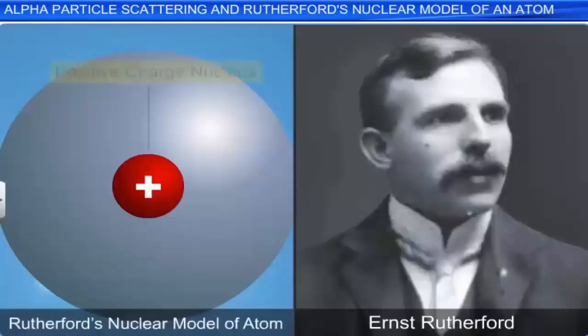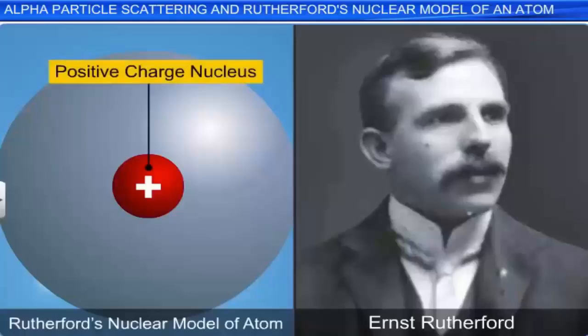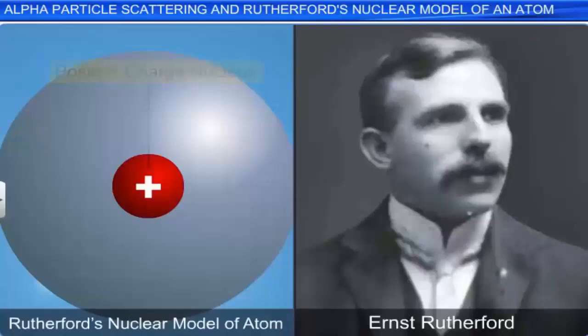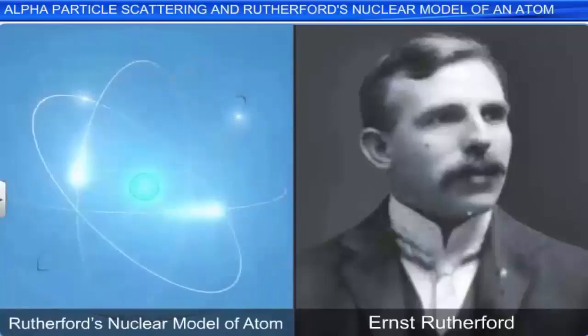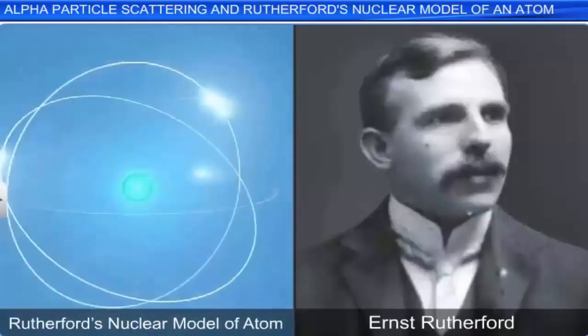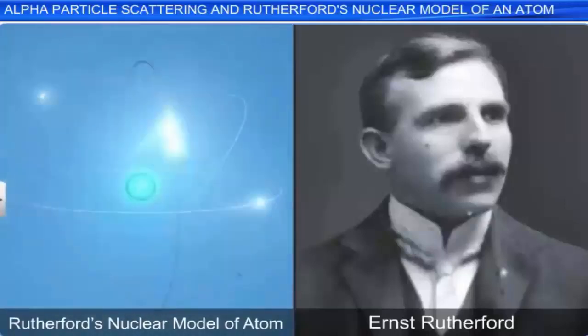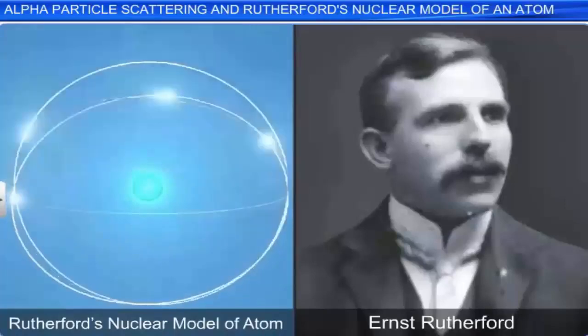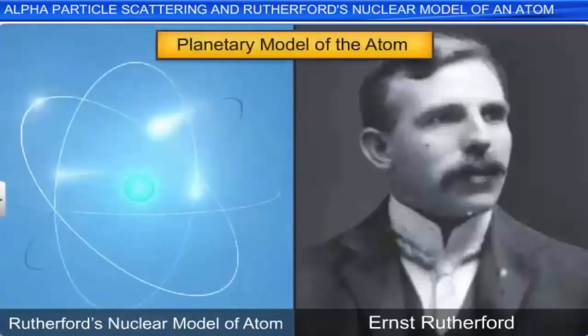The entire positive charge and most of the mass of the atom is concentrated at the center of the atom, called the nucleus. He also proposed that the electrons revolved around the nucleus in orbits, just like planets revolving around the sun. Hence, Rutherford's atomic model is also known as the planetary model of the atom.